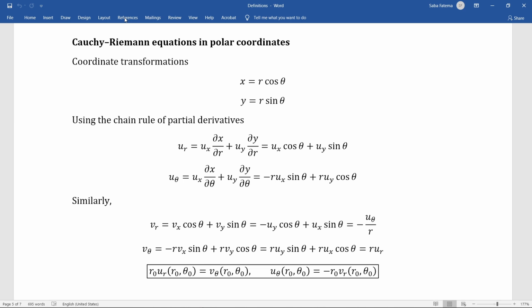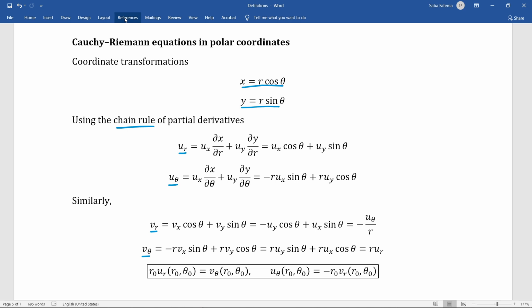We know the coordinate transformations. x equals r cos theta and y equals r sin theta. Now we have to find all the four partial derivatives u sub r, u sub theta, v sub r and v sub theta. Since u and v will become the functions of r and theta, we have to use the chain rule of partial derivatives to find these first ordered partial derivatives.